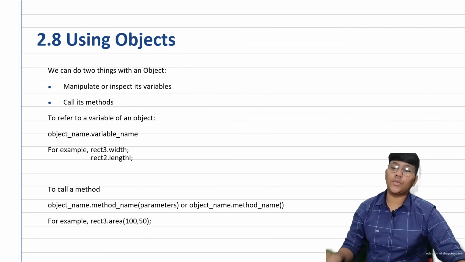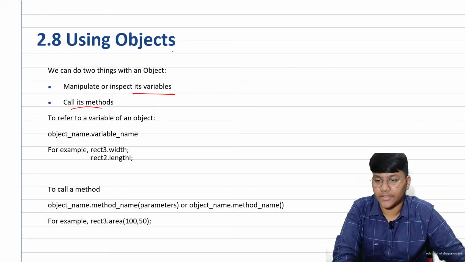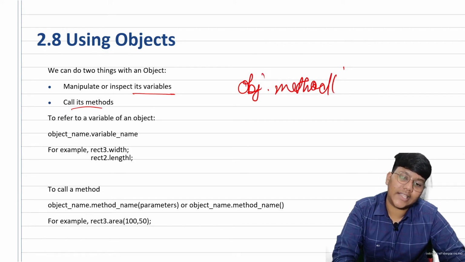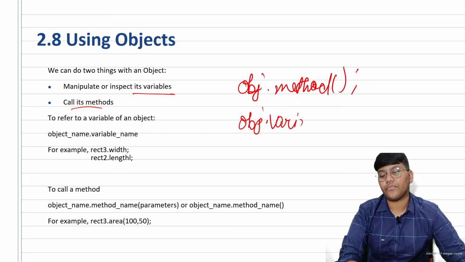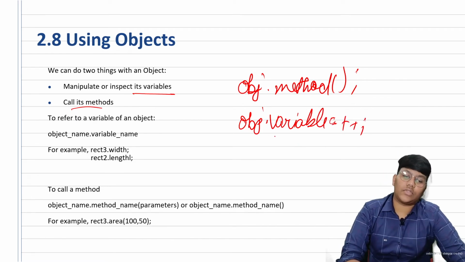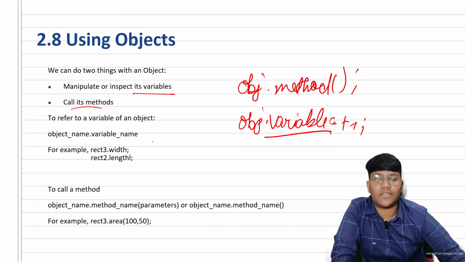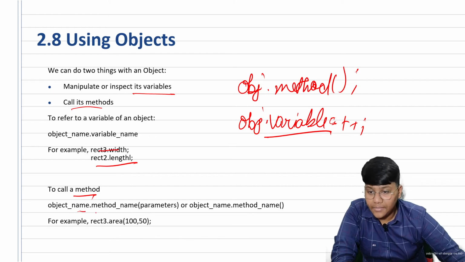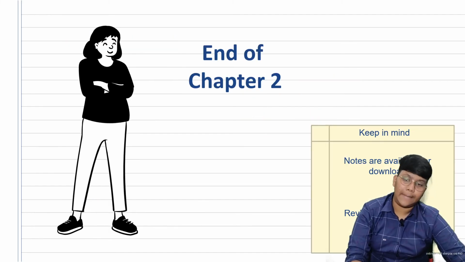Using objects, we can do 2 things. We can manipulate or inspect its variables, and we can call its methods. For example, object dot method. We can call a method like this to do something, or we can manipulate object dot variable plus plus, so that variable will be increased. To refer to a variable of an object, use object name dot variable name, for example rect3.width, rect2.length. To call a method, use object name dot method name and parameters, for example rect3.area(150).